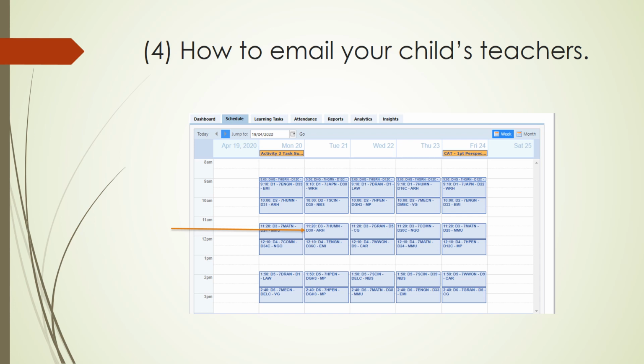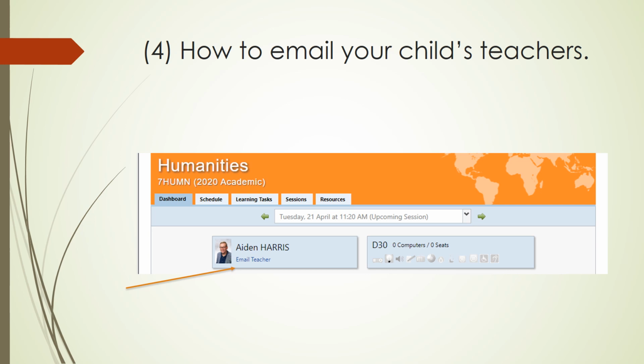If you're not sure what the subject codes mean, you're welcome to contact the General Office for some advice about that. So we click on the blue link. You'll get a screen that looks like this. You'll notice that the teacher's photo and name is in the middle of the screen, and you'll have a button directly under their name that you can press to email them.